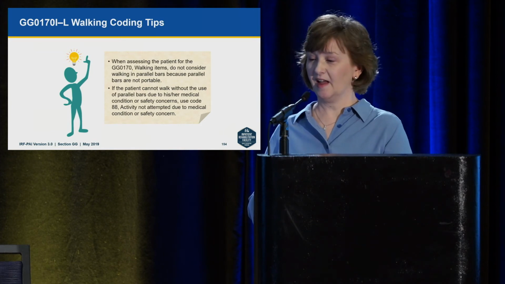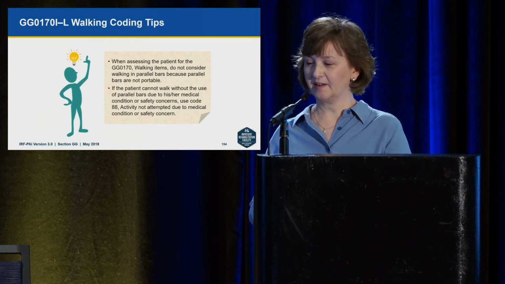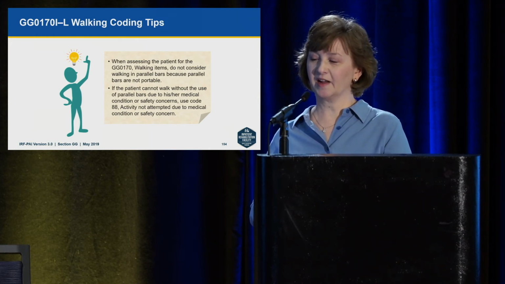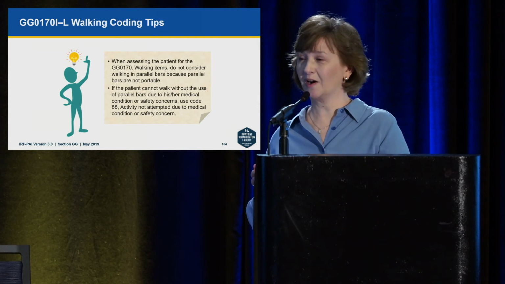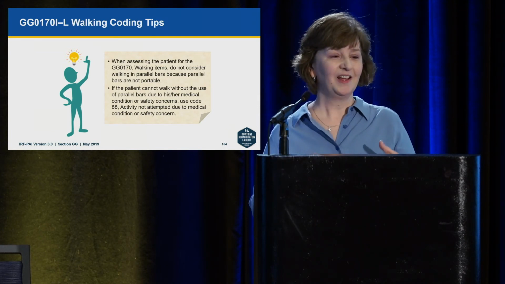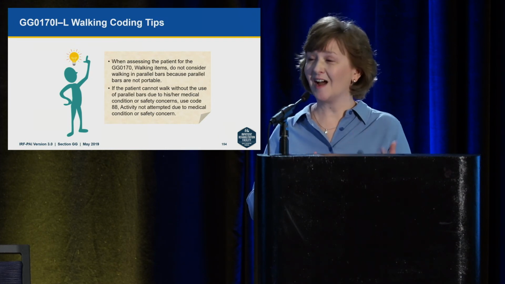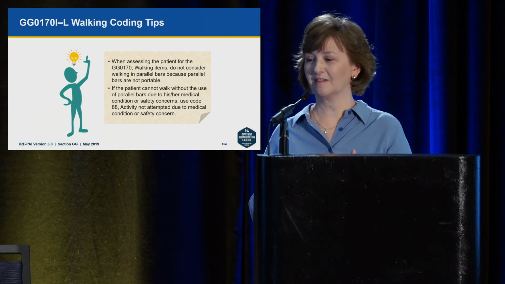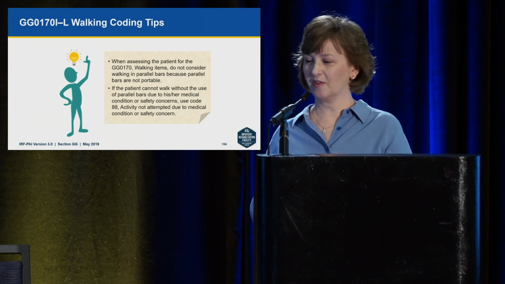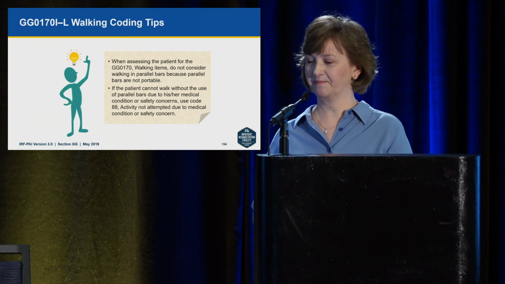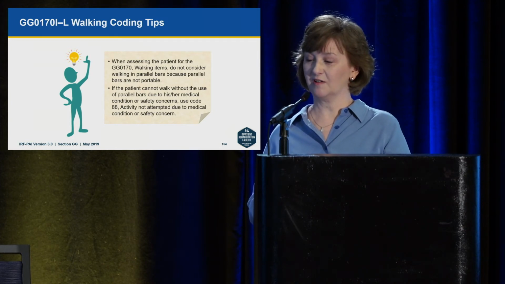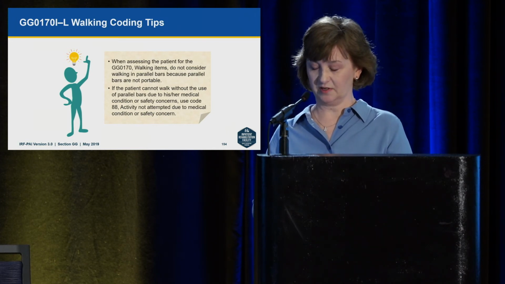Okay, so some walking coding tips that relate to all the walking items. When assessing the patient for GG0170 walking items, do not consider walking in parallel bars, because parallel bars are not portable. If somebody's able to walk just in parallel bars and not outside of them, they're really restricted in their ability to walk. That's a great question that we've had come in through the help desk and wanted to share as a coding tip. If the patient cannot walk without the use of parallel bars due to medical condition or safety concern, please code 88, not attempted due to medical condition or safety concern.